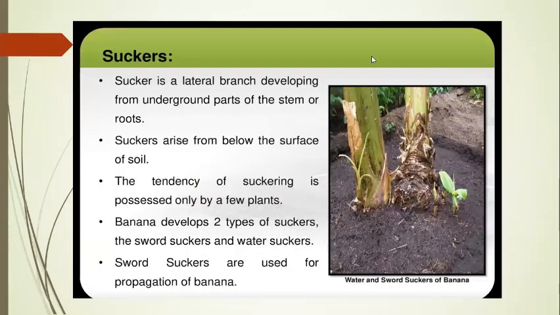Then the suckers. A sucker is a lateral branch developing from underground parts of the stem or roots. Suckers arise from below the surface of the soil. The tendency of suckering is possessed only by a few plants. Banana develops two types of suckers, the sword suckers and the water suckers. The sword suckers are used for propagation of banana. So banana is an example of suckers.